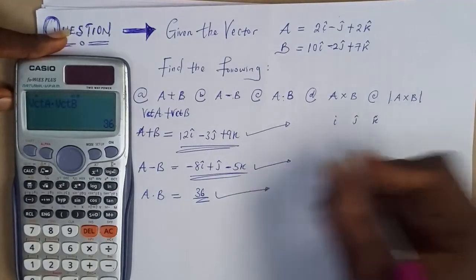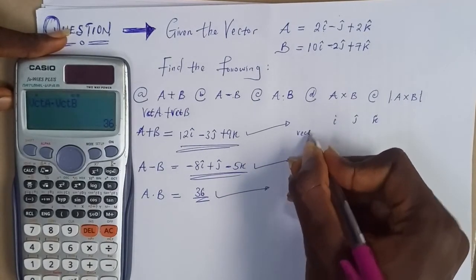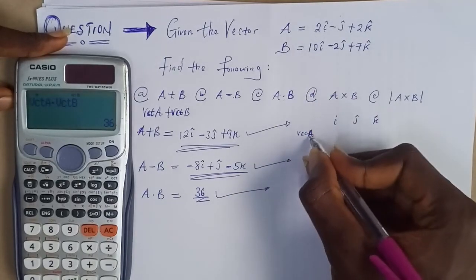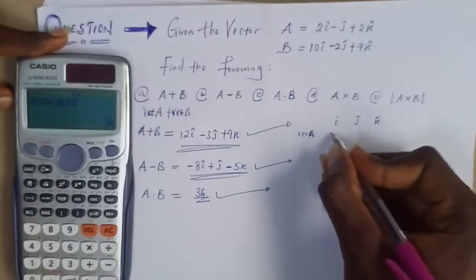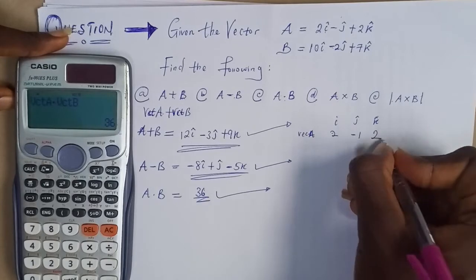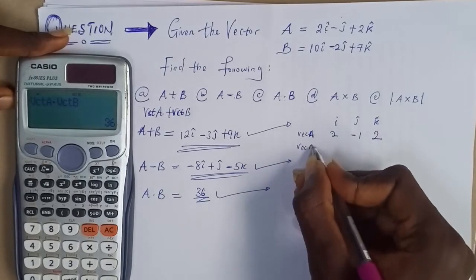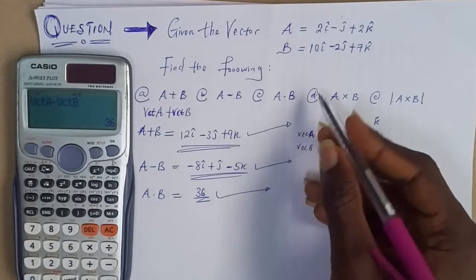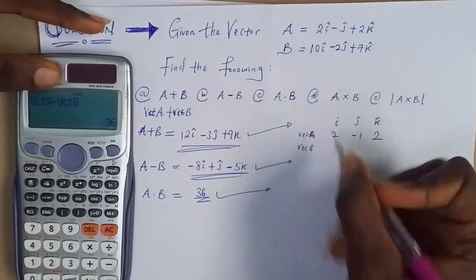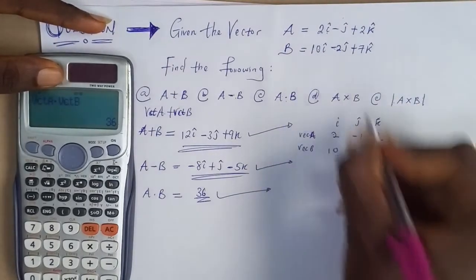So this first row will represent the vector you have for A, the coefficients of the vector A. What are their coefficients? That's 2, minus 1, and then 2. Then the second row will be for the vector B, the coefficients of vector B, that's 10, minus 2, and 7.